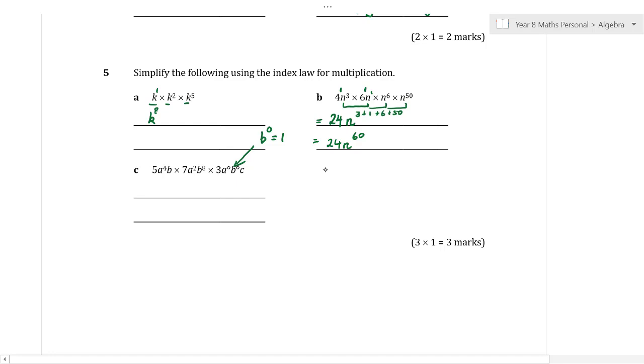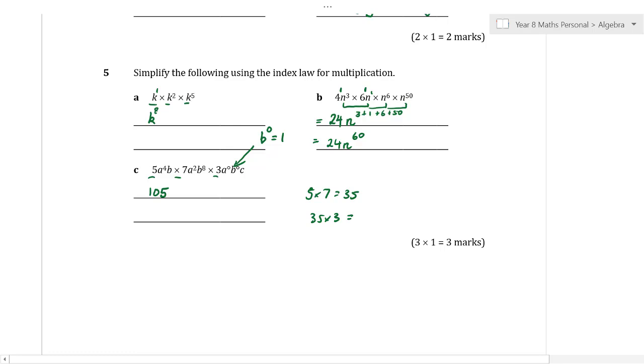So what we're going to do is we're going to get the numbers first. 5 times 7 times 3. Well, 5 times 7 is equal to 35, and 35 times 3, if you were to do it, so 3 times 3 is 9. 90 plus 15 is 105. So let's get that number and put it out the front so you don't have to deal with it anymore.